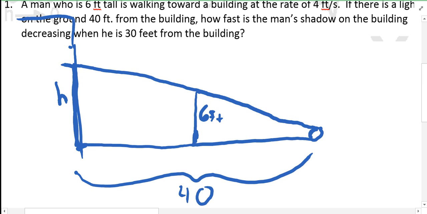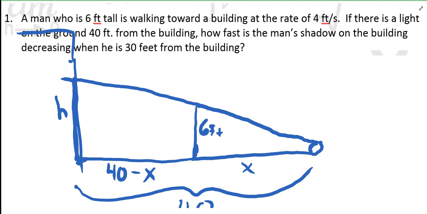So if we call this side here X, then we don't need to call the other side Y. That doesn't make any sense. We're going to call it 40 minus X, because that's what the other side has to be. And what we need really out of this is an equation. Because what do we know the rate of change of right now?